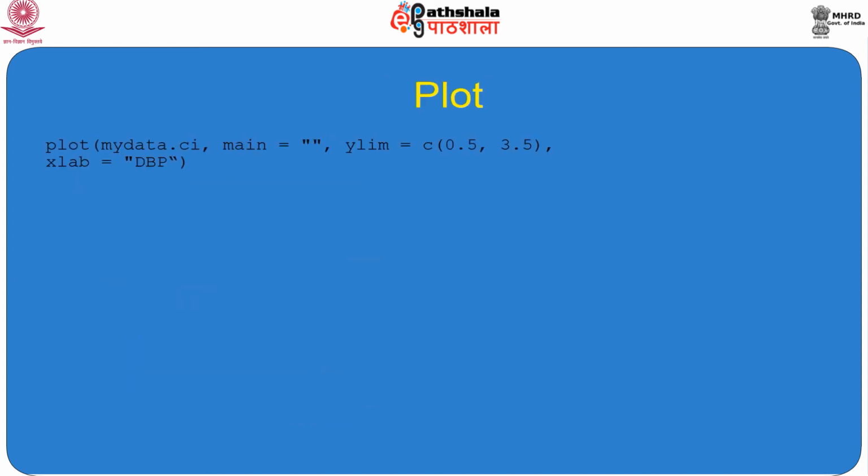So we are taking the plot of my data dot ci, and main equals to inverted comma. Within the inverted commas we may put any comments we want to see in the graph, which can be written as treatment-wise comparison between DBP, or something else as you like. It's your choice. The y limit is considered here as 0.5 to 3.5, and the x label is considered as DBP.